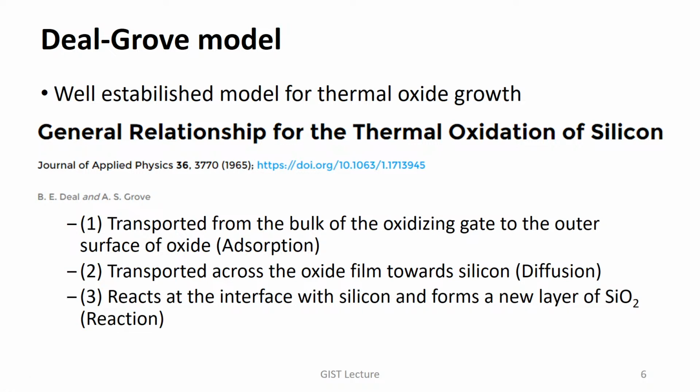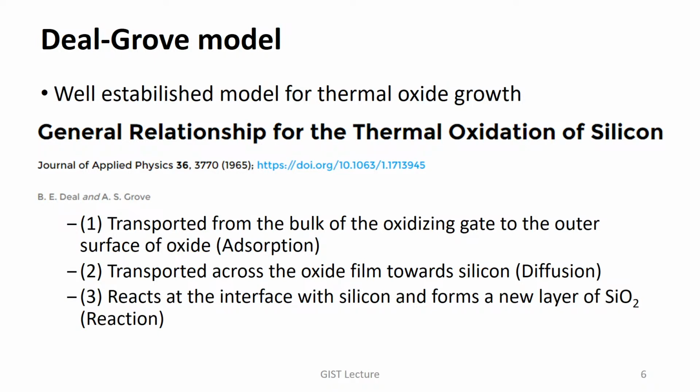Since this course is a computational one, we must consider a certain model for this oxide growth. The most well-established one is the so-called Deal-Grove model, which was published almost 60 years ago. This is a really old model. However, it is well established, and due to its simplicity, as a first guess, it is still widely used.